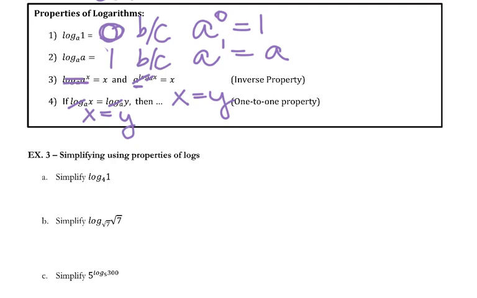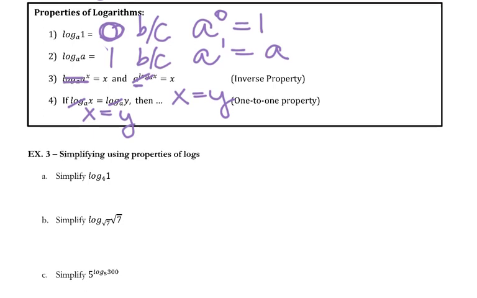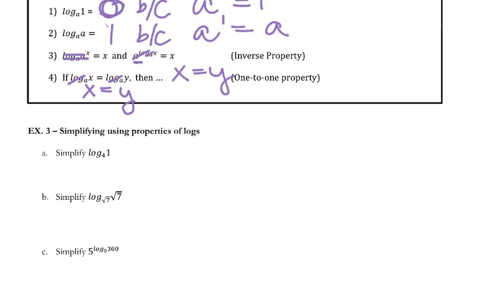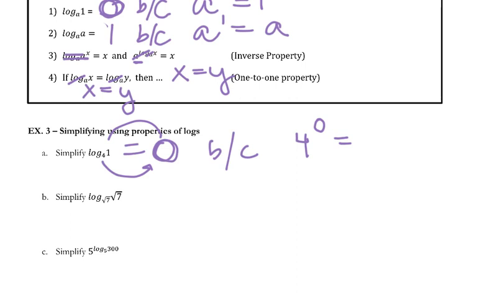Okay, so let's use those properties to simplify some of these problems. So if we have log base 4 of 1, that is going to be equal to, well, if you've memorized the property, we know it's equal to 0. If you haven't memorized the property, then you just change to an exponential statement. So 4 to the 0 equals 1. Either way, this is how we'd show our work.